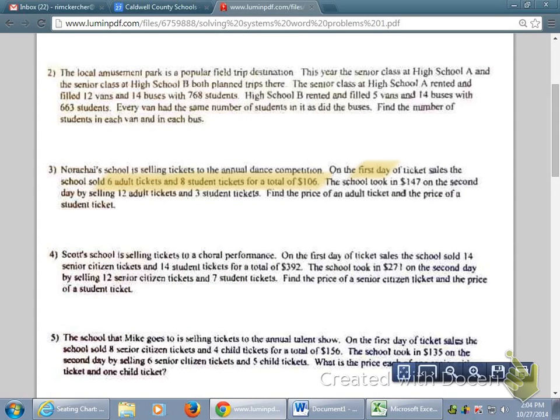Question number 3, we've got Norachi's school selling tickets to a dance contest. On the first day, the ticket sales sold 8 adult tickets and 8 student tickets, and it was a total of $106. So we write all that out. 6 adults plus 8 students equals 106. And then on the second day, we took in $147 by selling 12 adult tickets and 3 student tickets. That's in green.